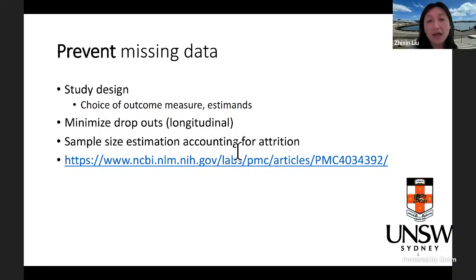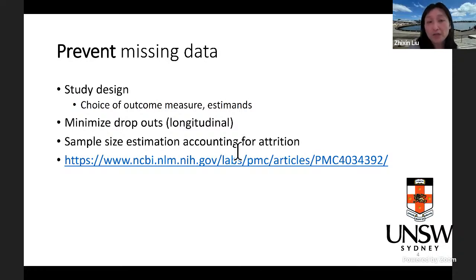And then, after the design stage, at the data collection stage, we should try to minimize the dropouts, to prevent attrition. So how do we prevent patients, particularly in longitudinal follow-up, from dropping out in the middle of the trial or your observational study? That sometimes needs quite a clever idea or clever strategy to retain your participants in your study.